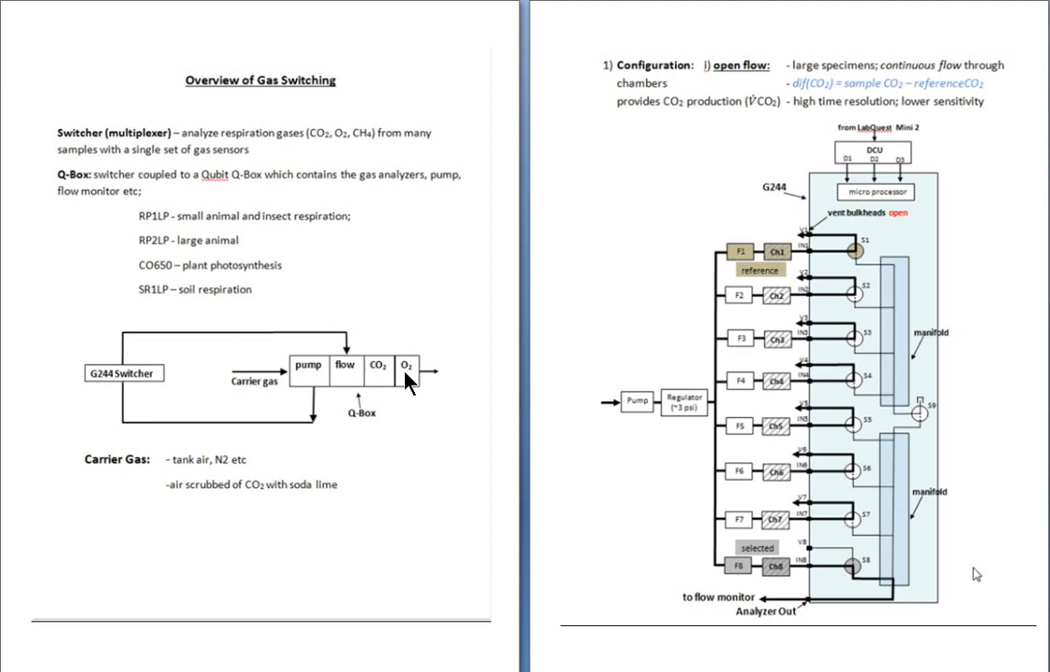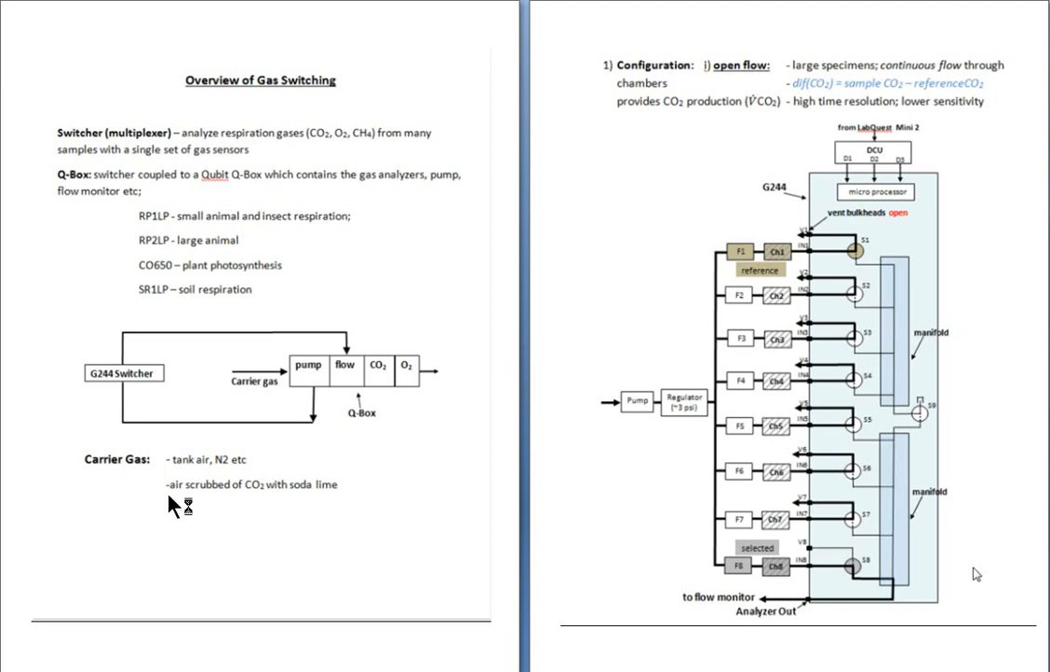The carrier gas can be one of several types. It could be commercial tank air, nitrogen, or the cheapest method is to use air scrubbed of CO2 with soda lime. The air should also be dried so that the water vapor doesn't dilute the gases of interest. If you're not interested in having CO2-free carrier gas, I would suggest you simply use outside air that's been dried, since the CO2 in outside air is quite constant at about 400 ppm.